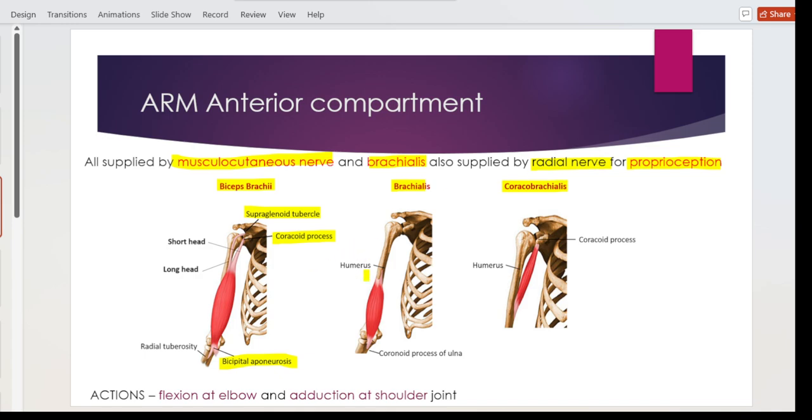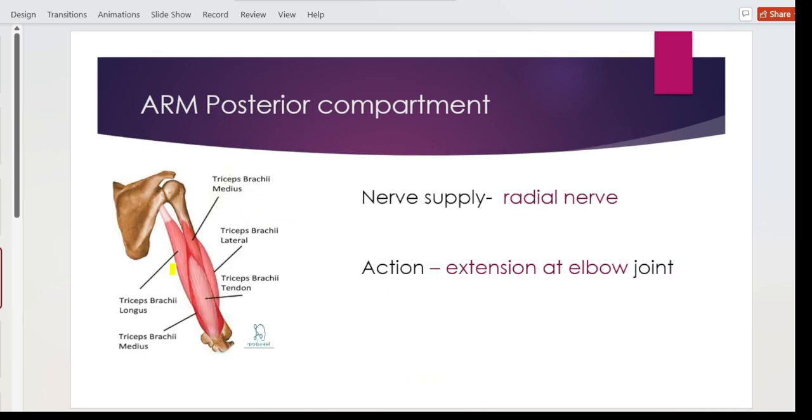Okay. Now actions. All the muscles, same action. Flexion at the elbow joint and adduction at the shoulder joint. Okay. Complete. Now posterior compartment of arm. It is the easiest one. Okay. It has only one muscle, that is triceps brachii.